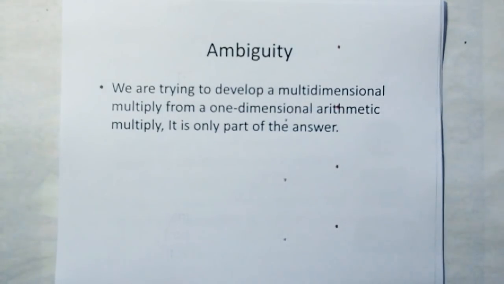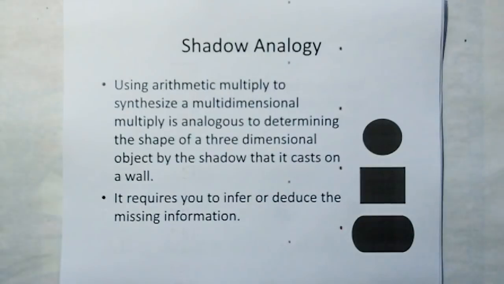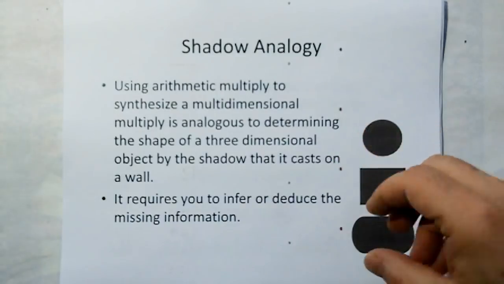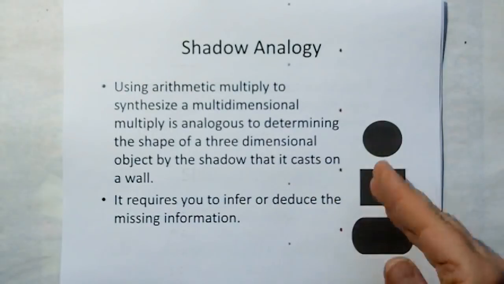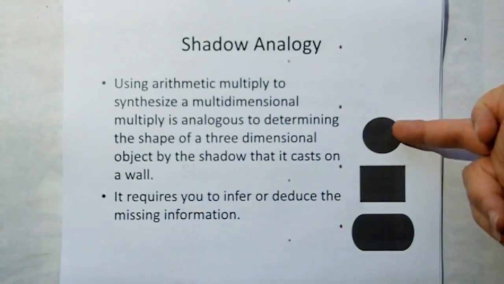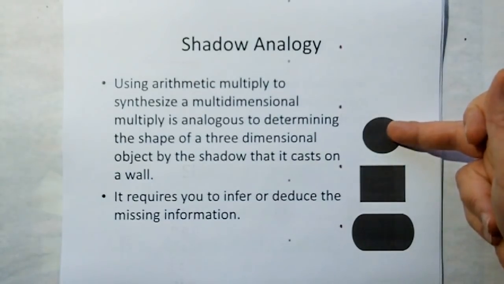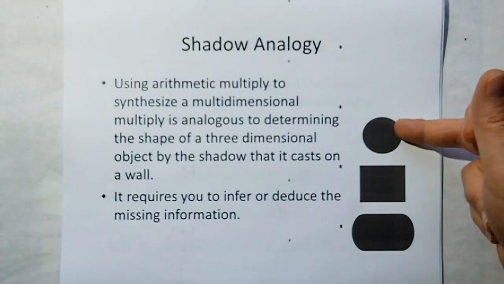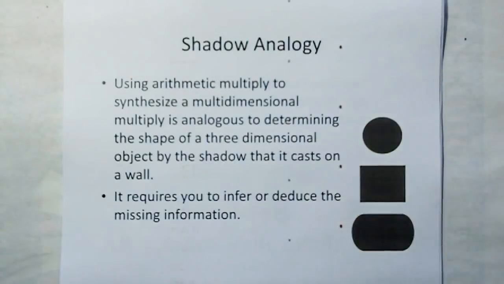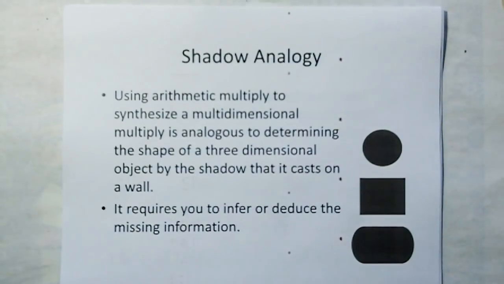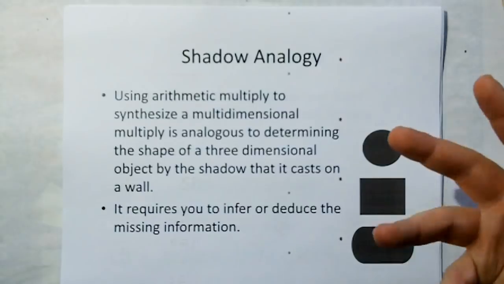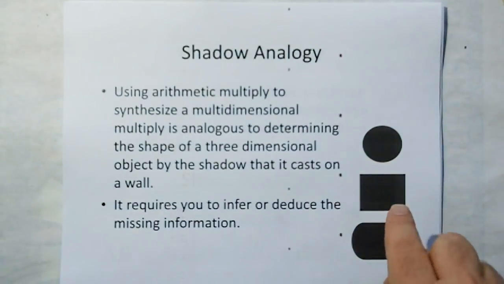We're trying to develop a multidimensional product from a one-dimensional arithmetic. Trying to use arithmetic multiply to synthesize a multidimensional multiply is analogous to trying to determine the shape of a three-dimensional object by the shadow cast on a wall. It requires you to infer or deduce missing information. Is this object a cylinder, a disk, a sphere? You can't tell from the two-dimensional shape, depending on how that object is turned. Because of this two-dimensional representation, you're missing critical information of the truth. And that requires you to use logic and reason to infer what's missing. But you've got to know something's missing before you can infer it.